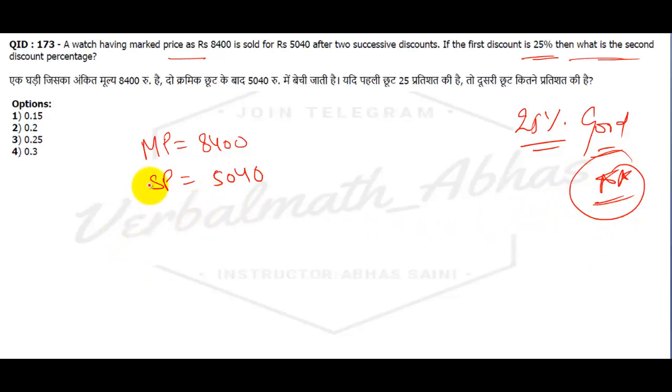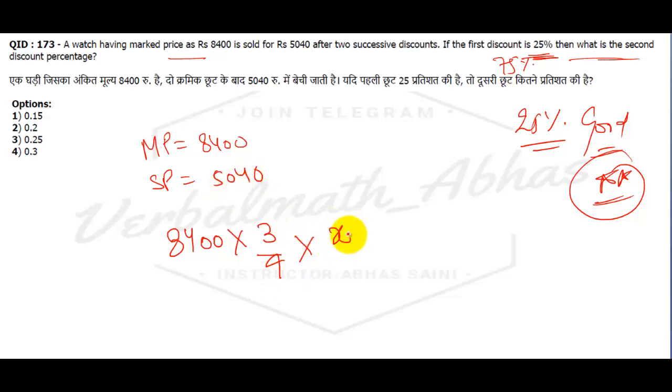Now from this question, if this is your MP and a discount of 25% is given, the discount is always given on the marked price, so you are left with 75%. 75% means 3/4.